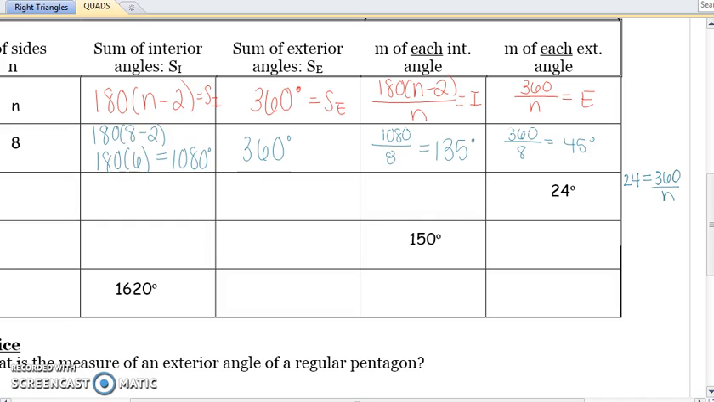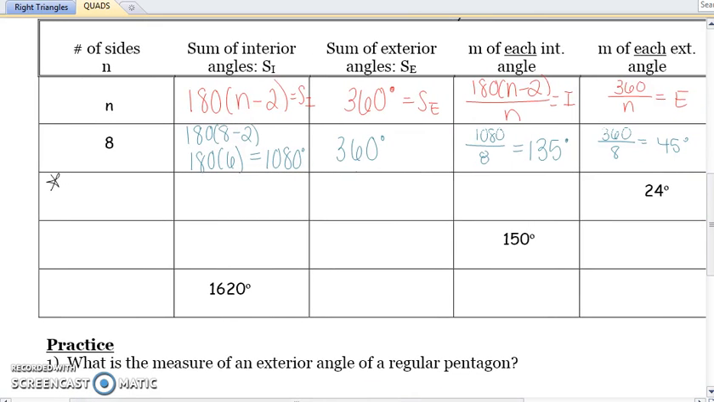From here, we cross multiply, right? Top to bottom, bottom to top. So we have 24n is equal to 360. We divide both sides by 24 and get n is equal to 15. Okay, so we're setting up an equation to talk about this 24 degrees. So now that we have our n value, we can fill in the rest of this chart based on the number of sides.